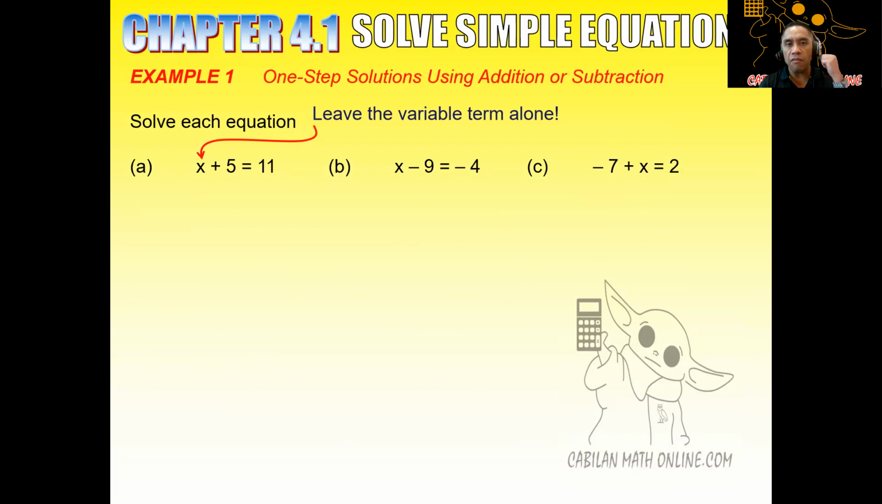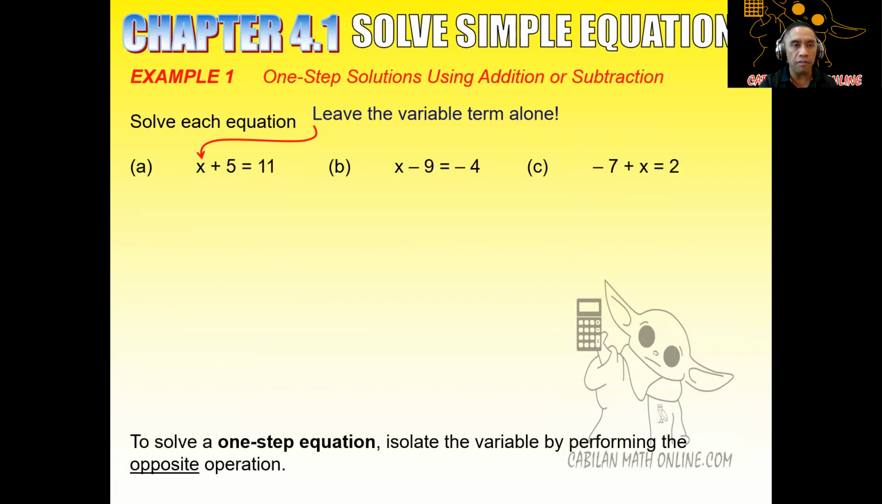Now, anytime you see a variable term on its own, and there's a number that you're adding or subtracting right around it, what you want to do is take that number and move it to the other side, performing the opposite operation. So what I mean by that, if you take a look at the first question, we have x plus 5 equals 11. So to isolate the x, we're not going to move the x, but we're going to move the positive 5.